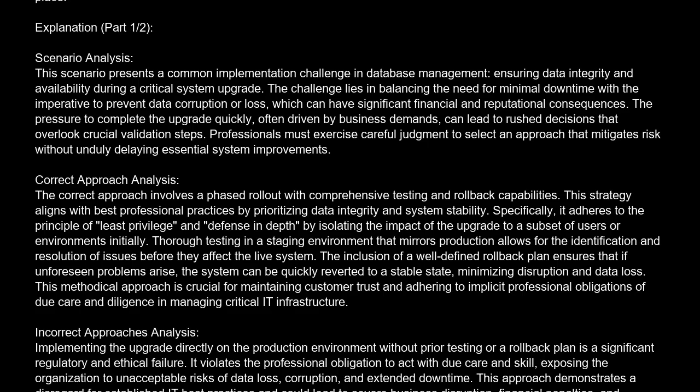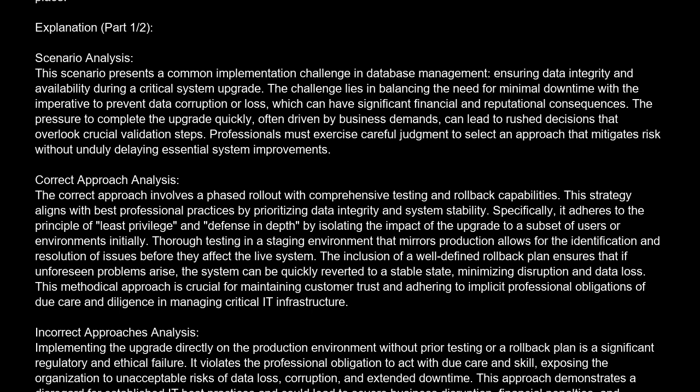Correct answer is D. A phased rollout approach, beginning with a comprehensive test in a staging environment that closely replicates production, followed by a gradual deployment to a subset of users, with a clearly defined and tested rollback plan in place. Explanation. Scenario analysis. This scenario presents a common implementation challenge in database management, ensuring data integrity and availability during a critical system upgrade. The challenge lies in balancing the need for minimal downtime with the imperative to prevent data corruption or loss, which can have significant financial and reputational consequences.